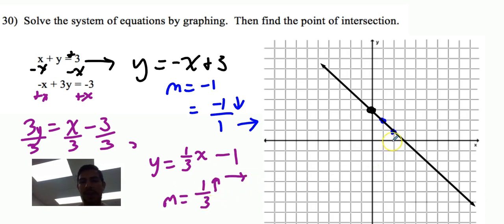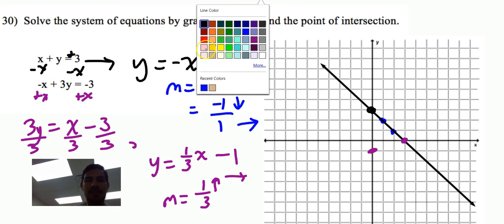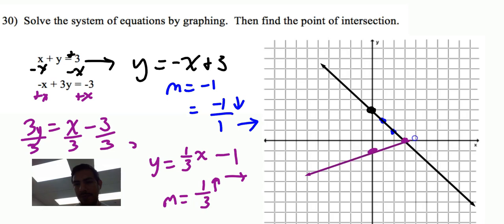Okay, so let's graph the y-intercept. The y-intercept is negative 1. There's negative 1. I got to go up 1 over 3, so I end up right here. How convenient. It looks like I'm going to get a nice little line here. Very excited. So let's get the line. If I'm drawing it correctly, I get a nice big intersection point, which is exactly what I want, and it's in green here.